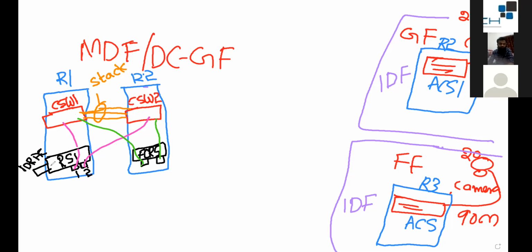So this is what we call recording server 1 and the failover recording server. If the recording server goes down, the failover recording server will take its place. Now we have access switch 1 and access switch 2, which should connect to your core switch.